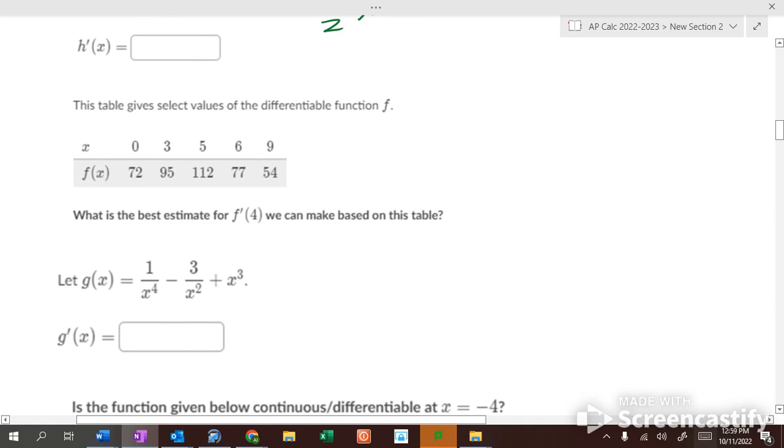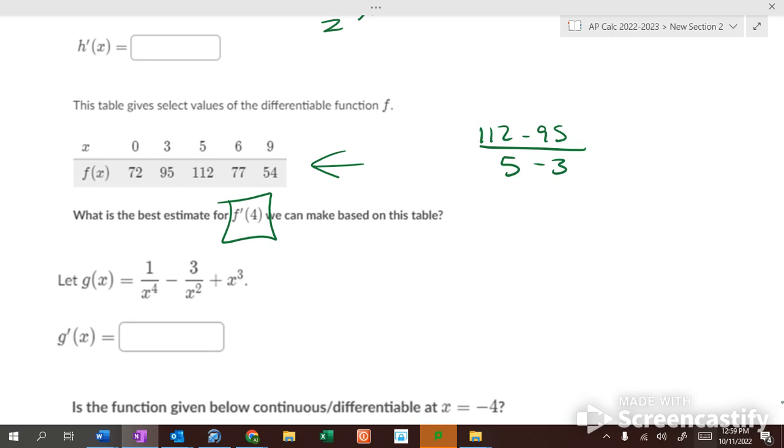What's the best estimate for the first derivative at 4 using this table? What would we do? Find the slope between 3 and 5. So you take 112 minus 95 over 5 minus 3. 19 over 2, which is 9.5. We good?